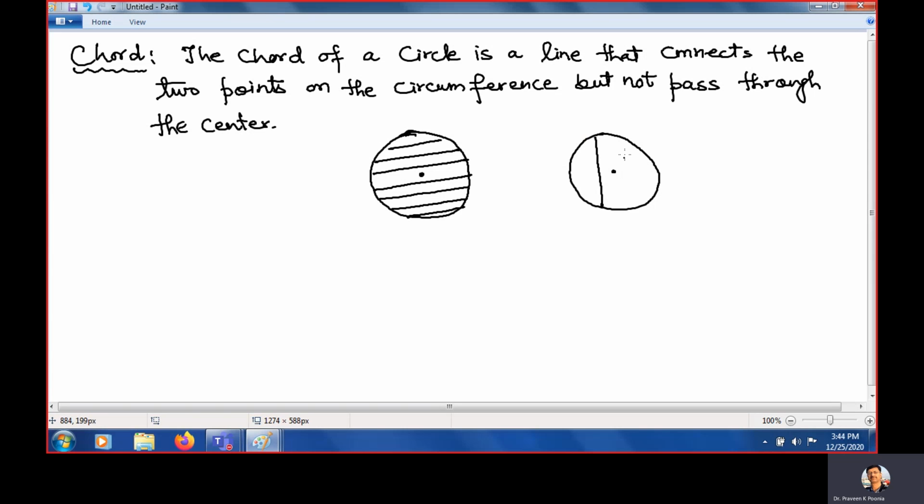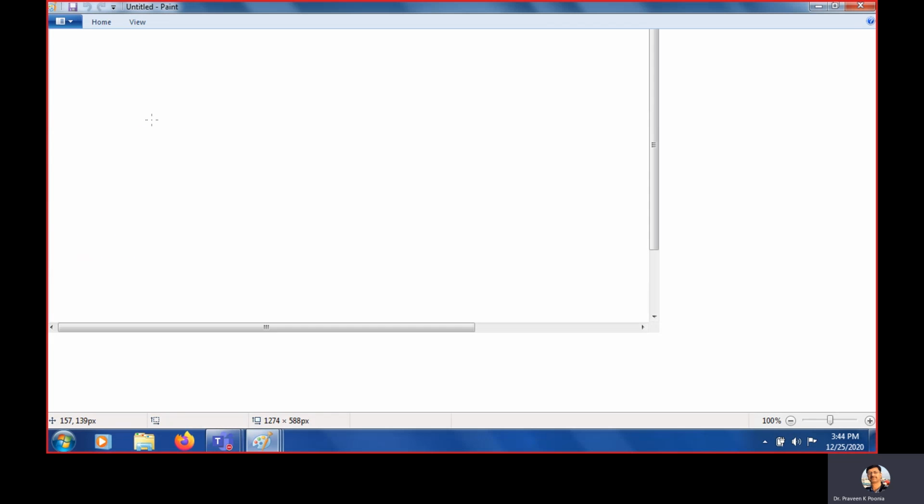This is also a chord. This is also a chord. This is a chord. All these are chords because these are connecting 2 points on the circumference and not passing through the center. These are all called chords. Clear? Now there are two important things that we will discuss on the next paper.